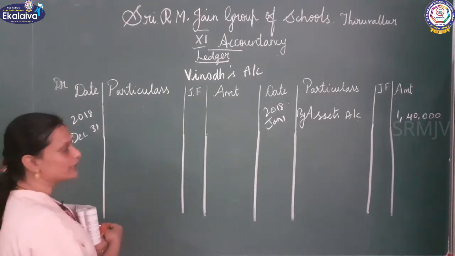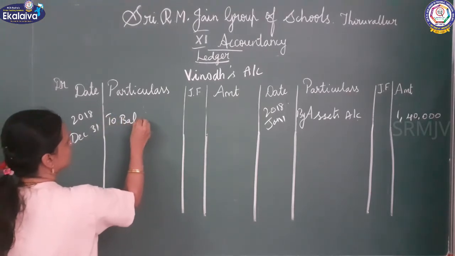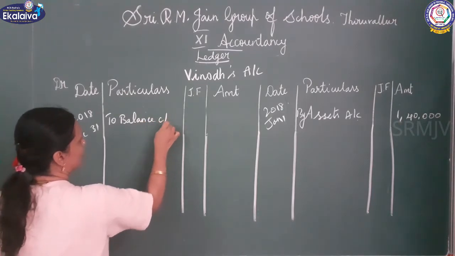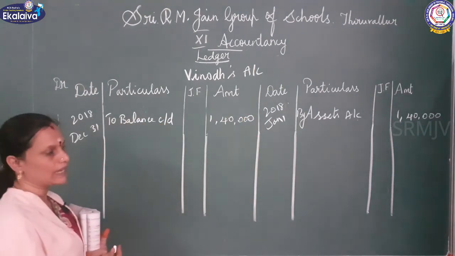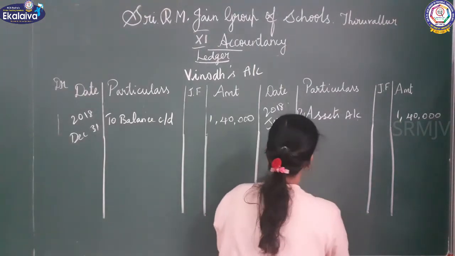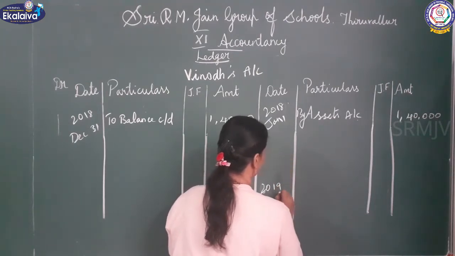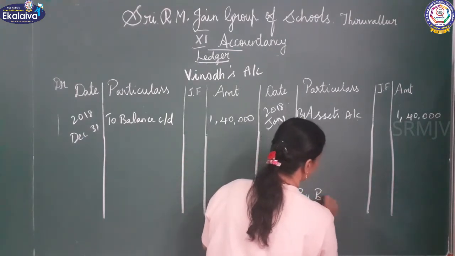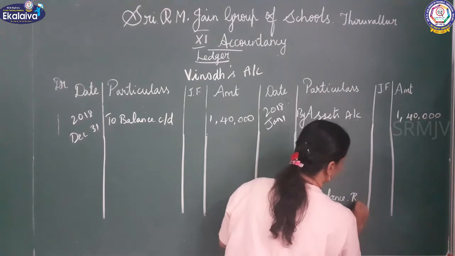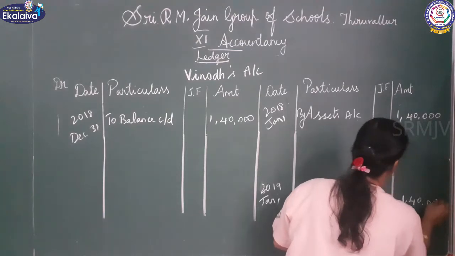Okay, so how I am going to do, you see children, to balance, carry down 1,40,000. Okay, again what I am going to do, no, I have to bring that balance. So 2018-19 January 1st opening balance is by balance brought down how much? 1,40,000. You have to bring like this.